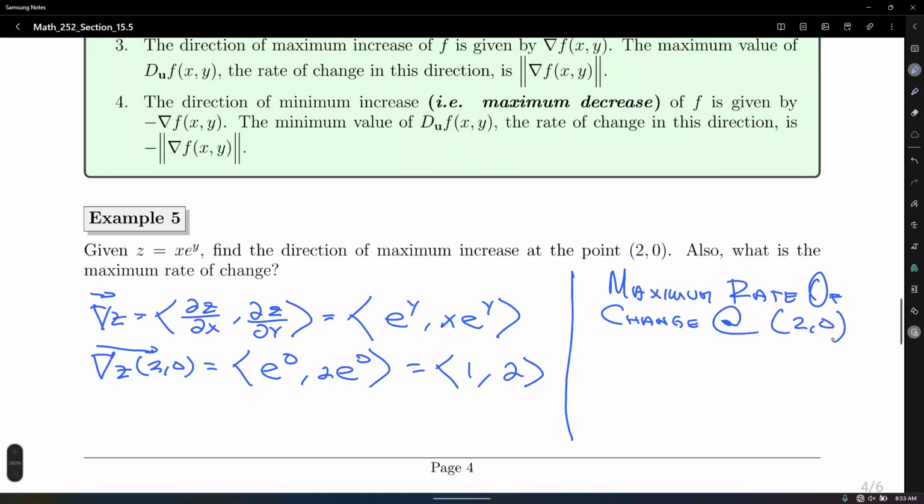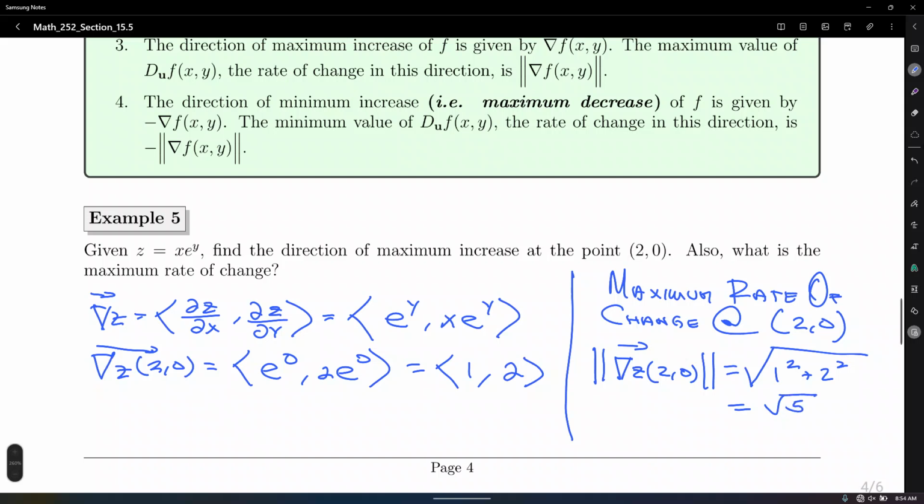Well, here we need to find the magnitude of the gradient of f, well, in this case of z, at the point (2, 0). All right, that is, we find the magnitude of this vector, that is the square root of 1 squared plus 2 squared, that equals the square root of 5.